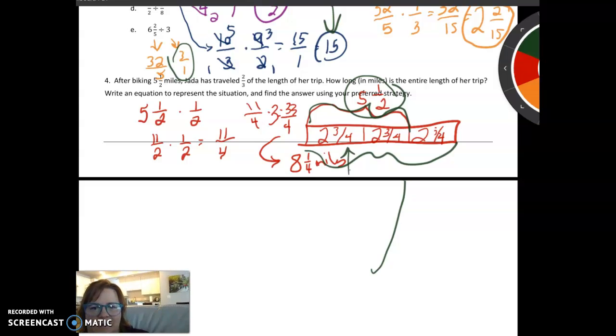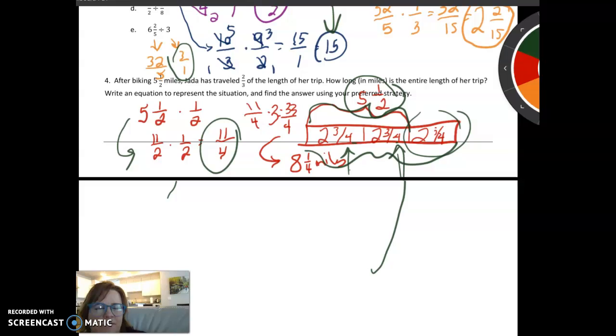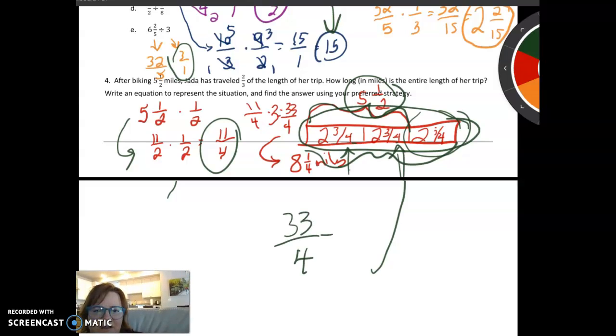And so that's what I did here. I took 5.5 times a half. So 5.5 became 11/2, and I'm multiplying that by a half, and I get 11/4. So I know that each of these thirds is 11/4. And if each of these thirds is 11/4, then this one is 11/4 as well. So now I have 3 groups of 11/4, which is 33/4, and 33/4 as a mixed number is 8 1/4 miles.